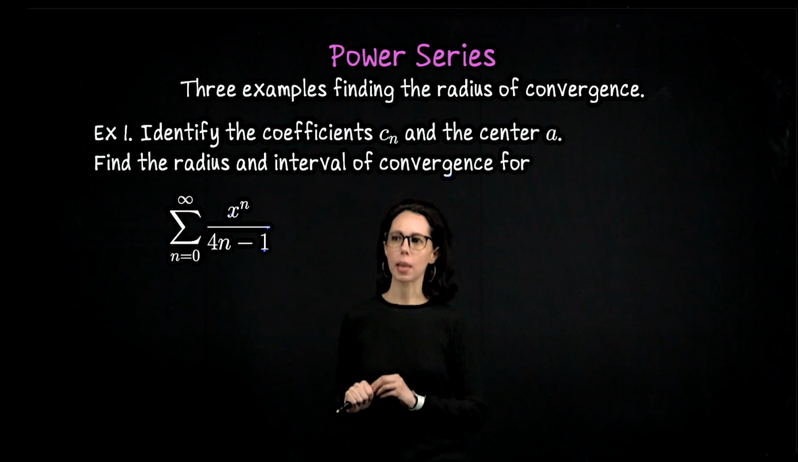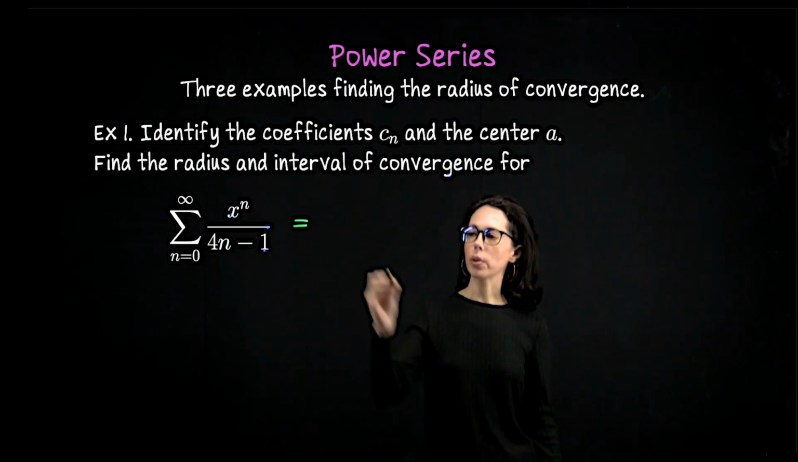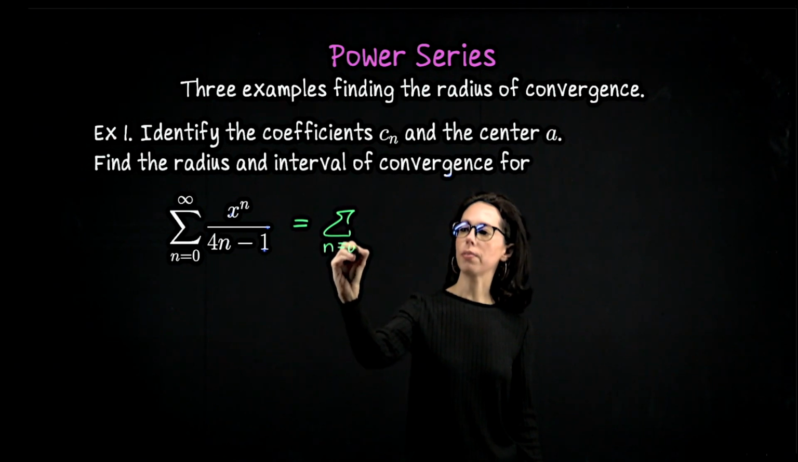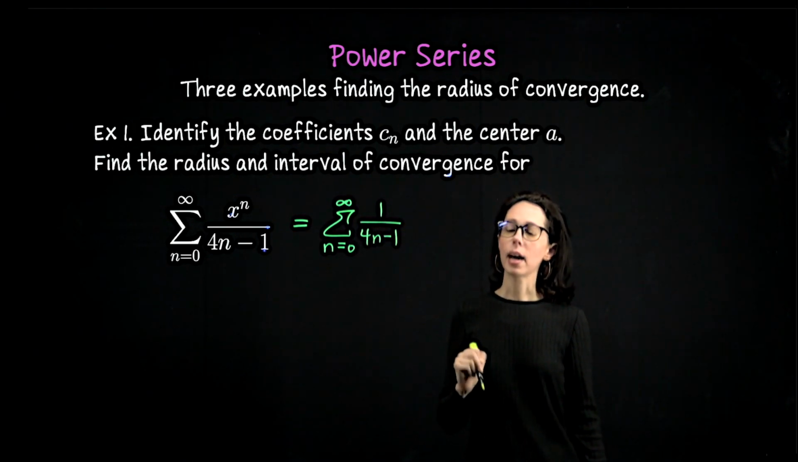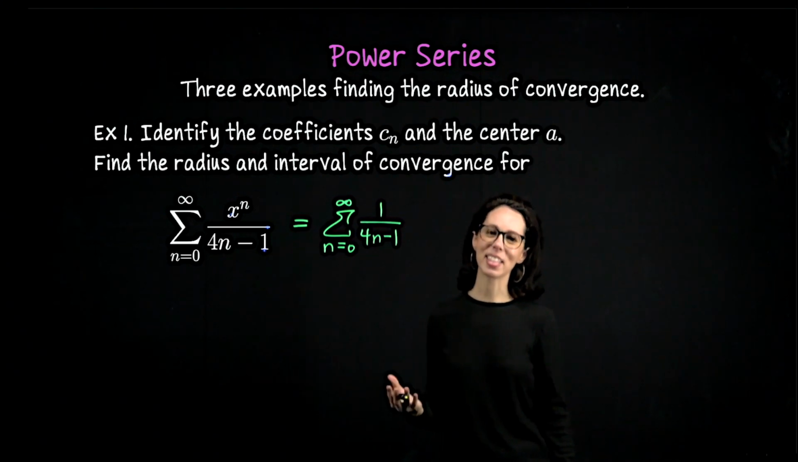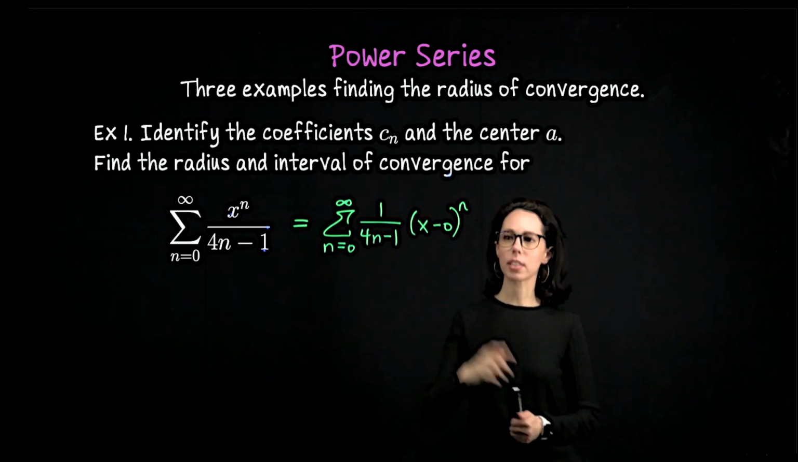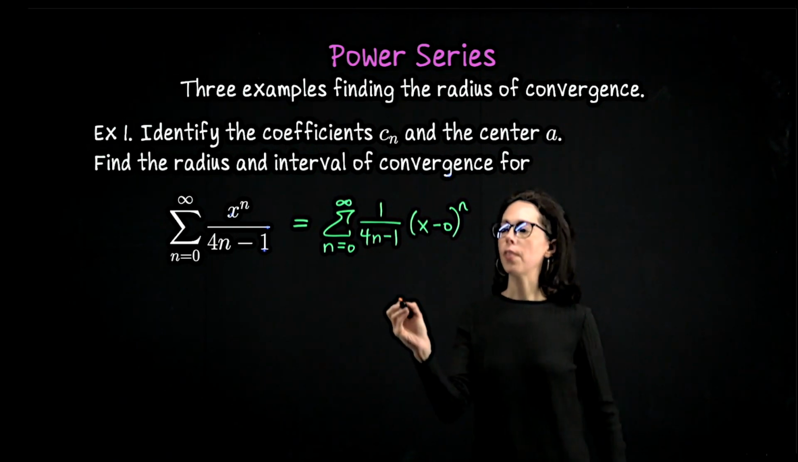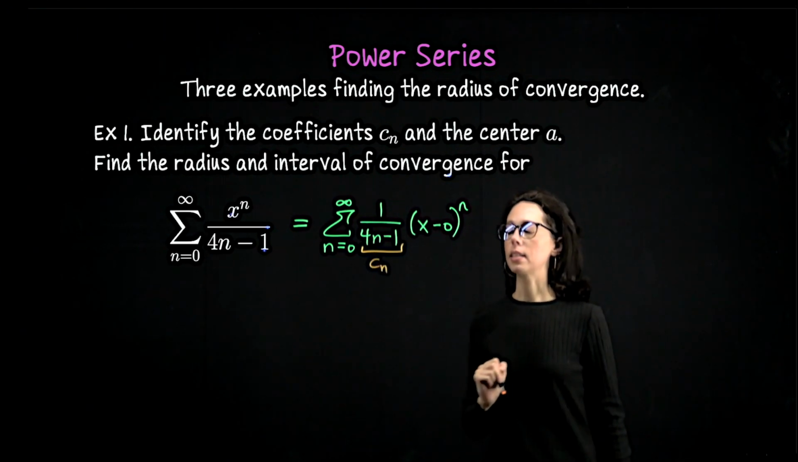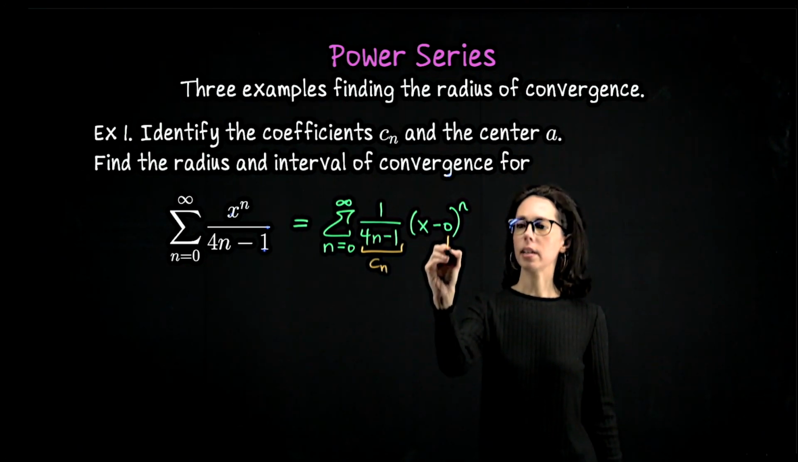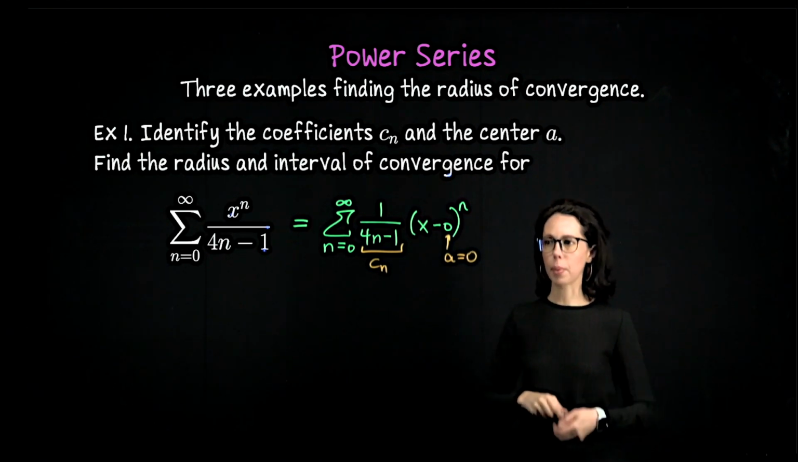Let me rewrite this first example just one time so that we can really identify the coefficients and the center, just for practice. So we can say that this is going to be the series summing from n equals 0 to infinity, terms of the form 1 over 4n minus 1 times x to the n. And if I want to really highlight that the center is 0, I could write this as x minus 0 to the n. Okay, so this is a bit of a silly thing to write. I'm just going to do that for this first example so that we can point out that for each value of the index n, the coefficient for that term in the power series expansion is 1 over 4n minus 1. And then this tells me that the center is at 0, which is often the case with power series. Okay, so this is our power series.